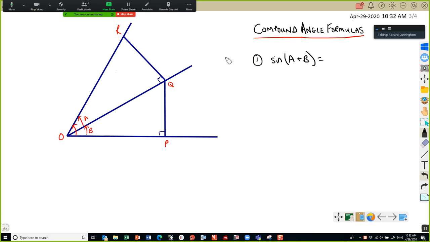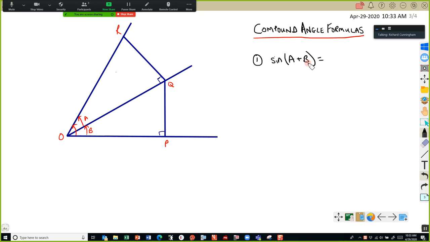Okay, so we're going to look at some compound angle formulas. Last time we looked at the trigonometric identities, and we're going to have a look at these compound angle formulas, and then there are some really good questions on these that you'll be able to work through. But the first one we're going to have a look at is the compound angle formula sine A plus B.